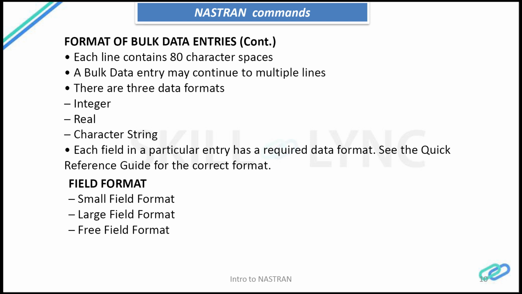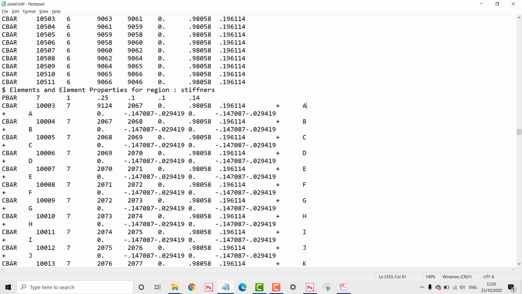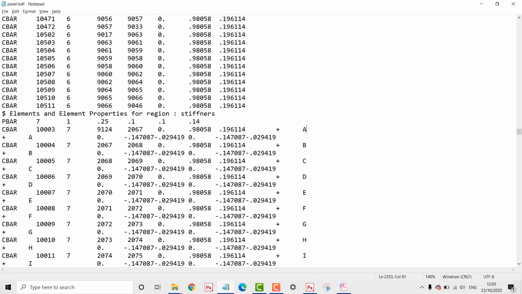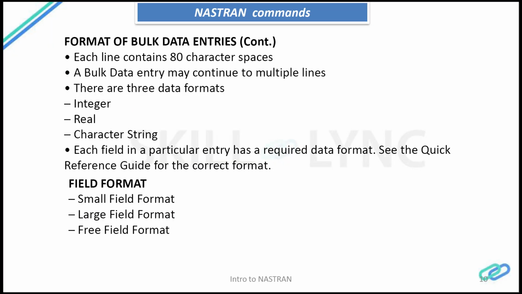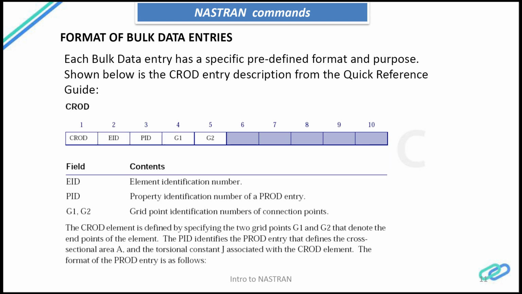Whatever we have been seeing in the BDF is the large field format. If it is the small field format, there won't be any spaces, and Patran automatically generates it. In free field format, each field will be separated by commas, and it might be a combination of both small and large. So for example, we'll take one element, the rod element, which is the simplest of all elements, which has two end nodes.